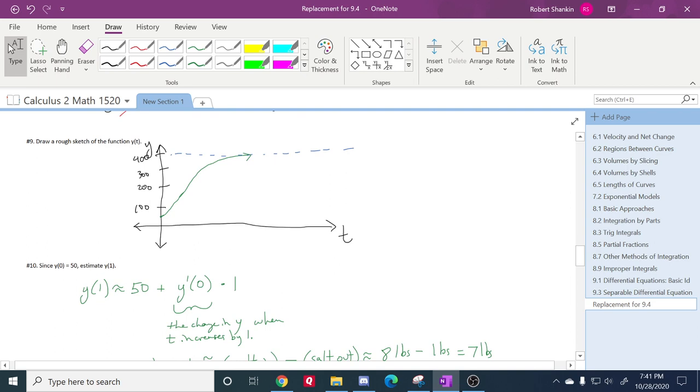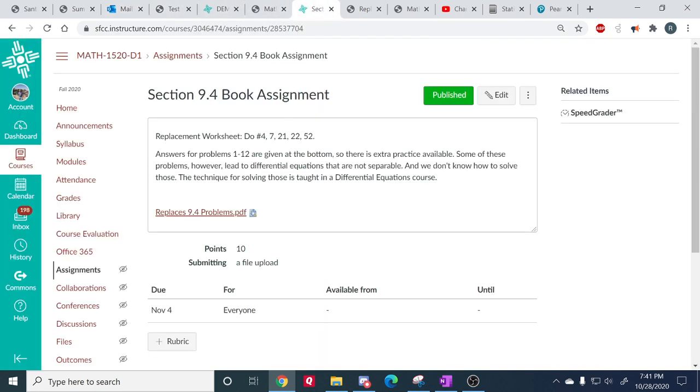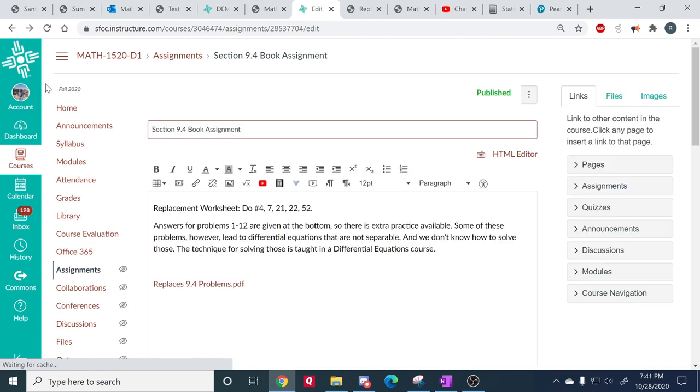All right, now let me explain the assignment. If we go into the modules, so let me back up a moment here. Modules.